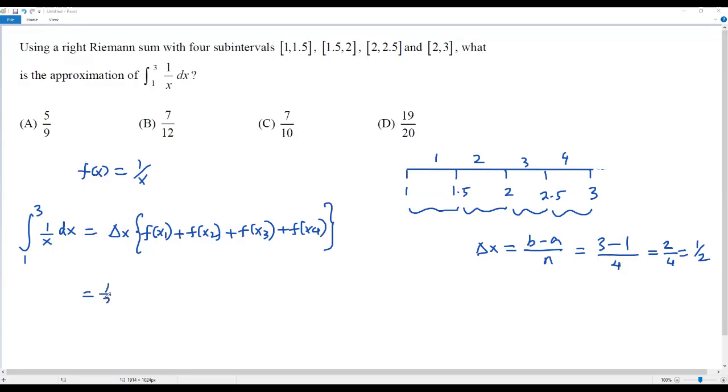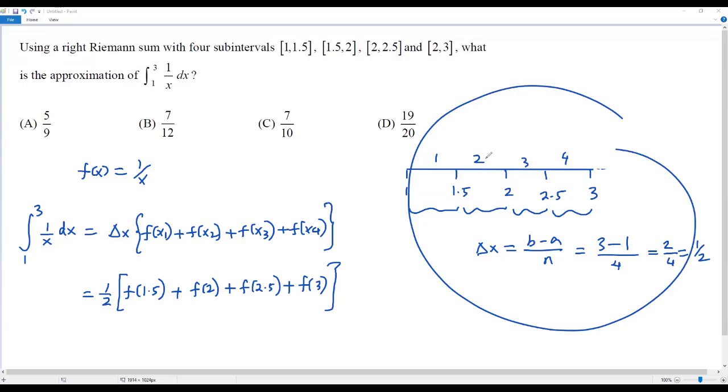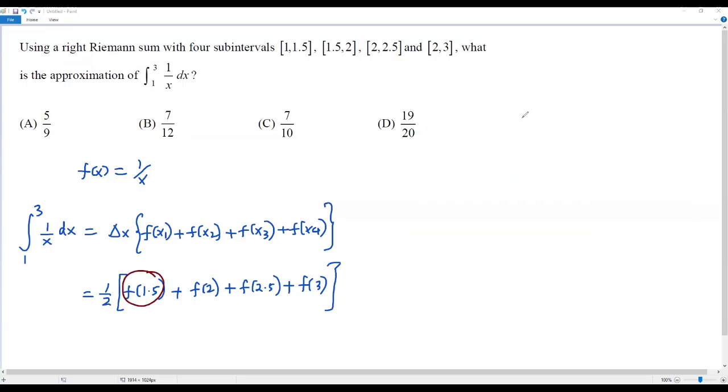We can plug in 1 over 2 times f of x1, which means f of the right endpoint of the first subinterval, that is 1.5. So f of 1.5 plus f of 2 plus f of 2.5 plus f of 3. Okay, now let me erase this and continue the problem. Let me calculate the value of f of 1.5. We already know that f of x equals 1 over x, the integrand of the given integral. So to get f of 1.5, I just have to plug in 1.5 for x.